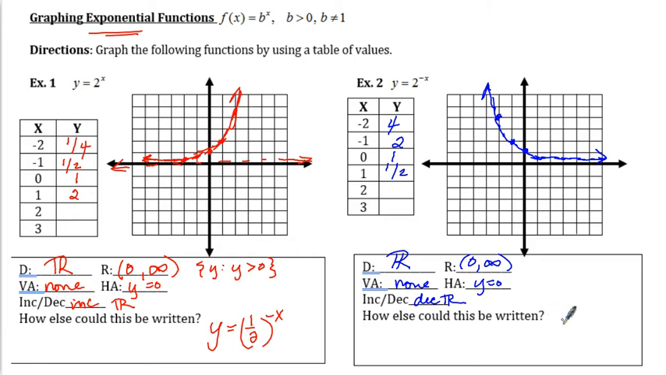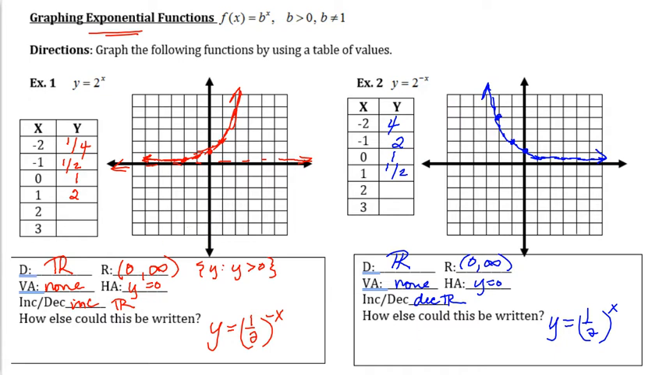And this one could be rewritten as y equals 1/2 to the positive x. Instead of 2 to the negative x, you could have 1/2 to the positive x. So that's why these things work the way they do. That's just using the algebra to explain why they work the way they do.